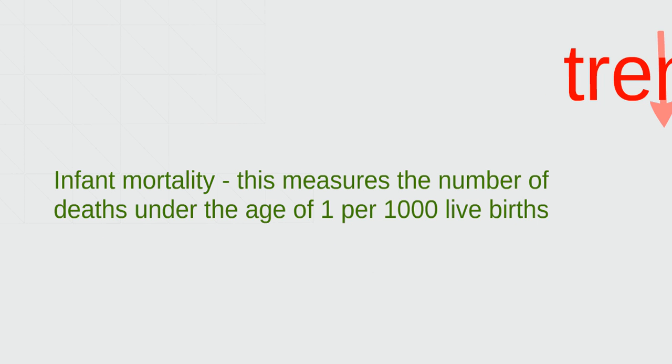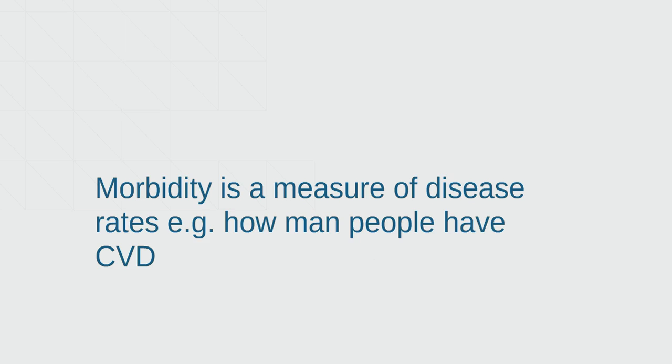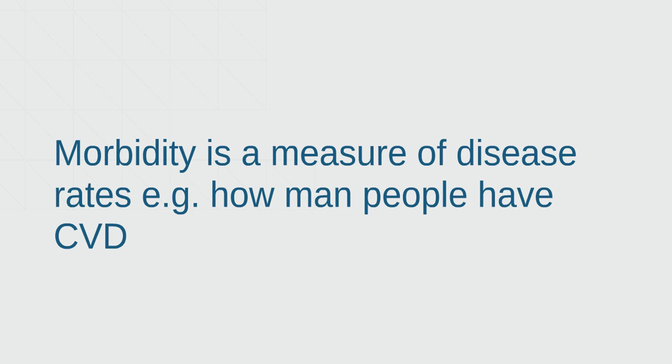Now, the next key factor in terms of measuring health status is infant mortality. This measures the number of deaths under the age of 1 per 1,000 live births. Now, this is considered a key health measuring statistic in terms of how healthy a nation is. And the good news for Australia is that the trend is definitely going down for that, although there are some worrying signs for the Indigenous community, where they have a way above average rate of infant mortality compared to the rest of the population. Now, morbidity is a measure of disease rates, e.g.